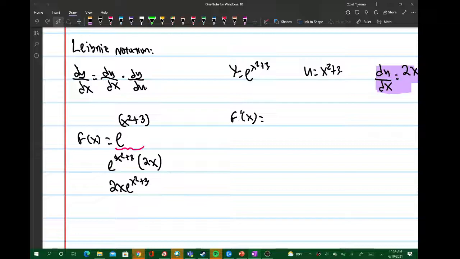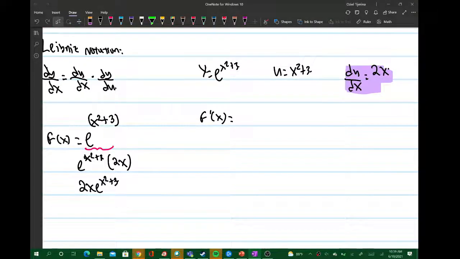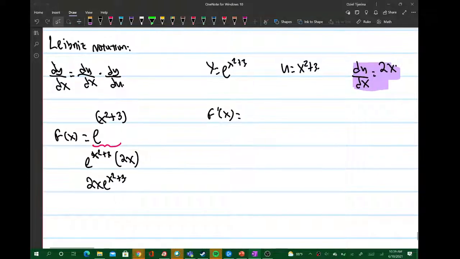So now we want to find what... if we make u equal to x squared plus 3, that'll make y equal to e raised to the u power, which is right here in green.